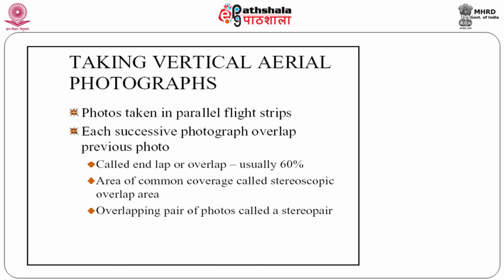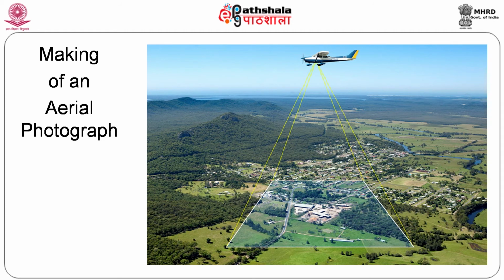And the most important thing in aerial photography is covering a common area. That common coverage is called stereoscopic overlap. A set of photographs is always called a stereo pair. So when you take two photographs of a similar area, I can't call it the same area, you can also take the same area, but it will become very expensive. A similar area with the overlap, you call it a stereo pair, or stereoscopic overlap area.